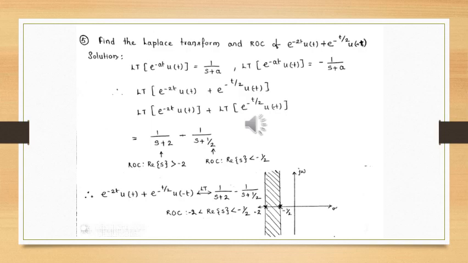Now for the first transform, we have pole is equal to minus 2. And since the given signal is having a u of t term, that is a right-sided signal, we can write real of s as greater than minus 2. For the second signal, we have a pole at minus 1 by 2 and the signal is having u of minus t term, which is a left-sided signal. So we have real of s less than minus 1 by 2.